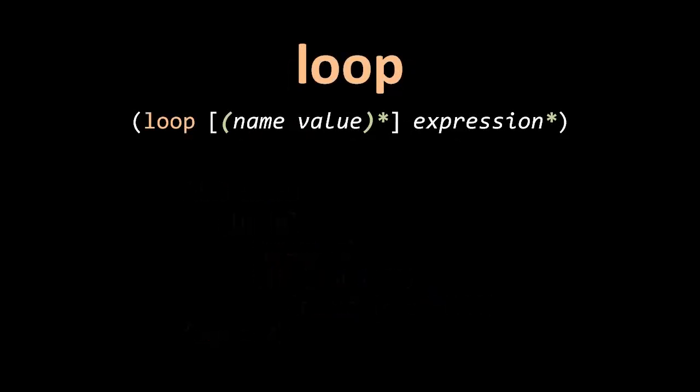The special form loop is actually just like let, but with one small difference. Like let, loop is a block of code in which you can bind some values to some names at the start, but the difference is that if you call recur in the loop, then it takes you back to the top and rebinds values to those names.